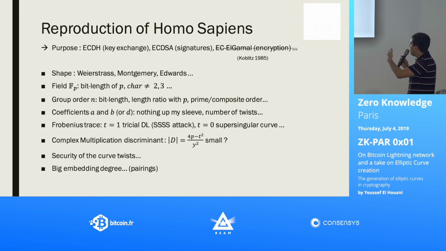So yeah, now that we want to create our own elliptic curve, with respect to all what we've seen so far, you need to find a shape. What shape? It depends on the purpose. If we stay generic, let's say Weierstrass, it is the simple form. You need to find a field. When I say the field, where is the p and in which characteristic? And you need to find the order. So the order defines your security.